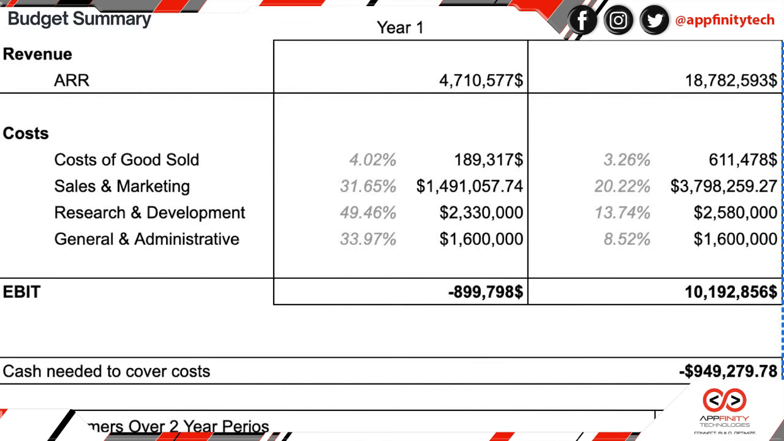The cash needed to cover the cost is $949,000. So what this means is that I have to have at least $1 million seeded into the company at a startup phase in order for this projection to be true. So at minimum, I will need $1 million in seed money seeded into the business.